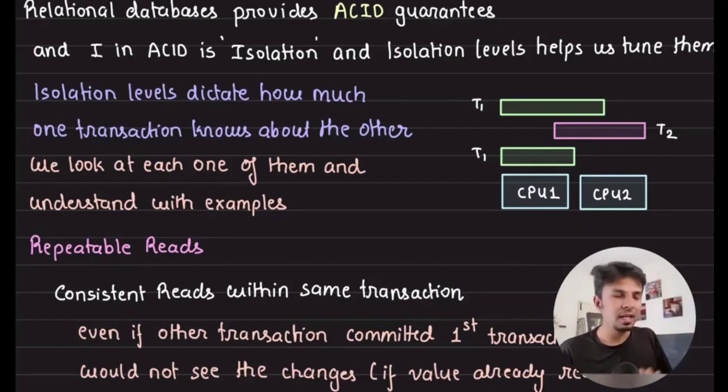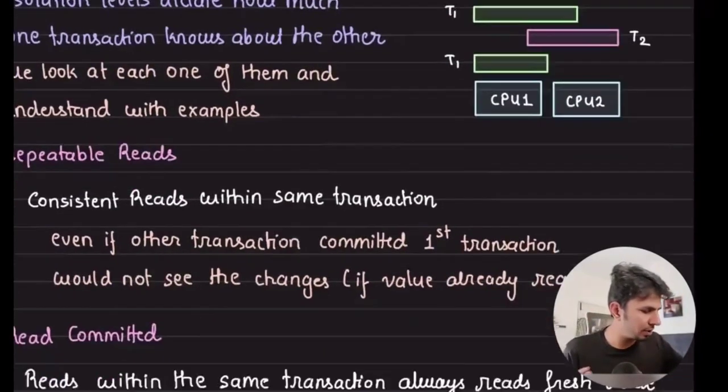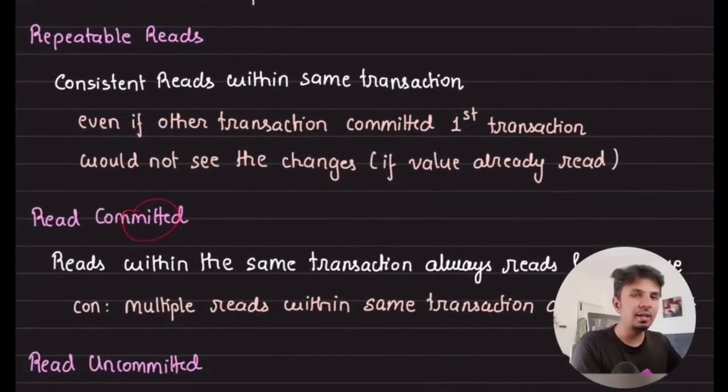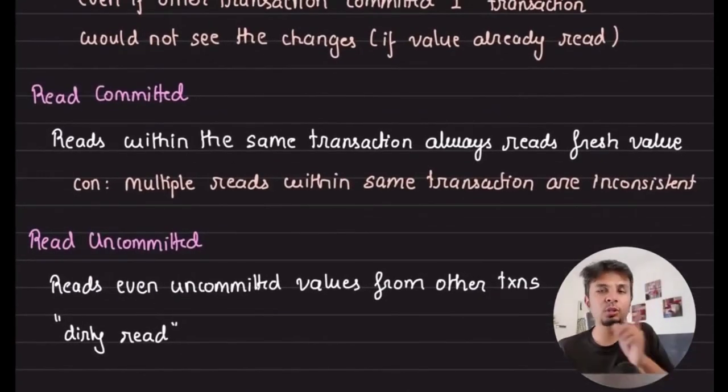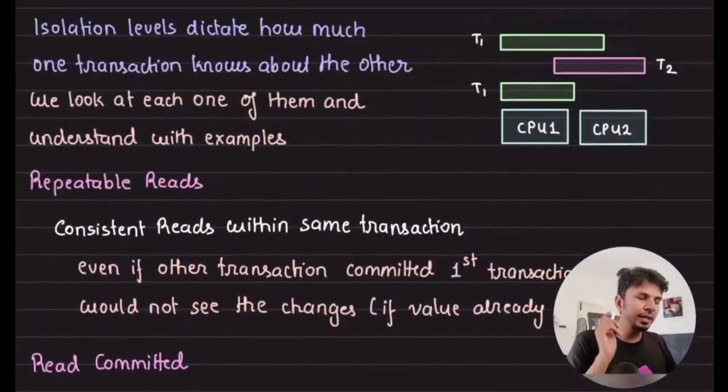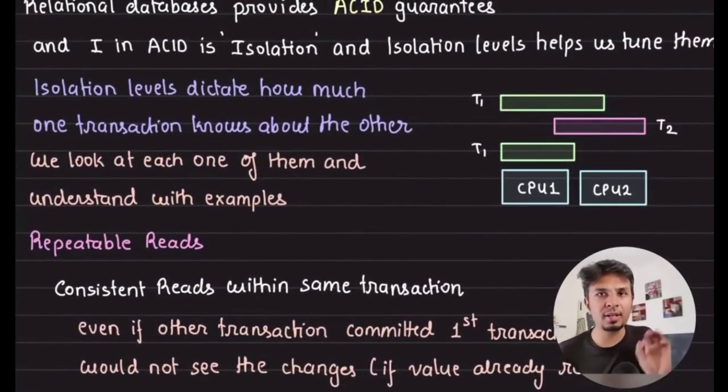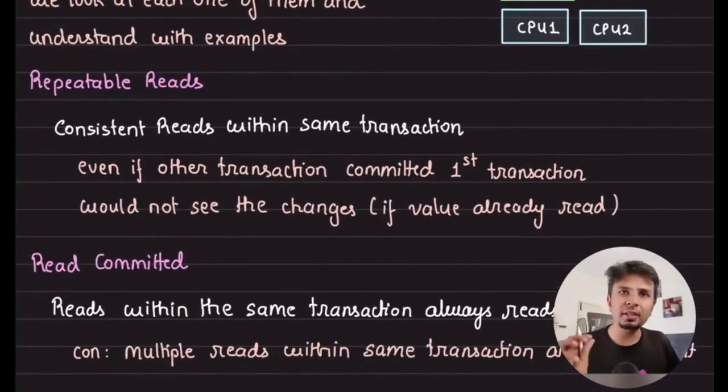So there are four SQL 1992 standard isolation levels possible. First is repeatable read, second is read committed, next is read uncommitted, and fourth is serializable. We'll take a look at each one of them with examples to understand what they are. So first, let's start with repeatable read.